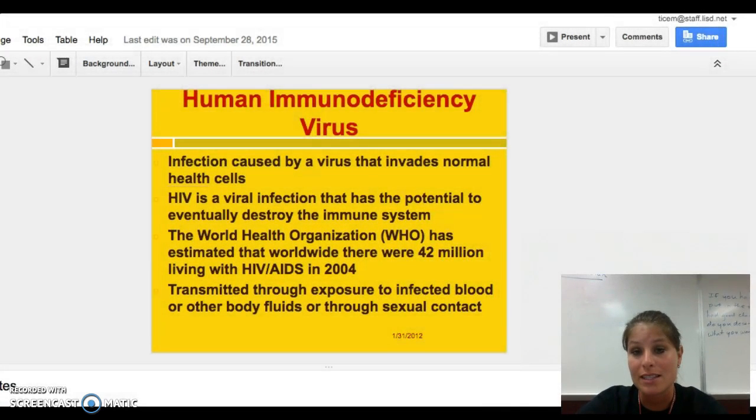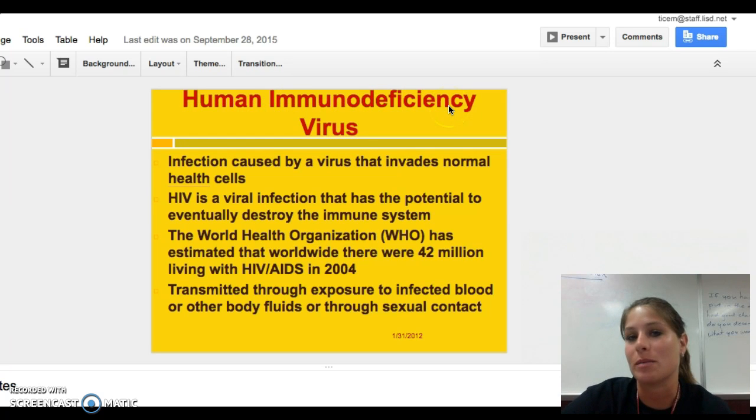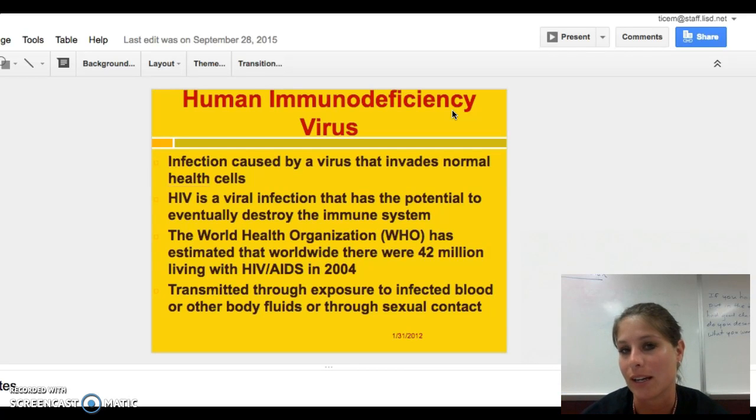So going back to your slides, we're going to start on HIV. HIV stands for human immunodeficiency virus. Immunodeficiency, big word, but it just means that your immune system is lacking, it struggles. With HIV, there's a lot of facts out there. Sometimes HIV and AIDS kind of get confused for one another, so we're going to keep those two separate for a second. HIV is an infection that is caused by a virus that invades your normal healthy cells.